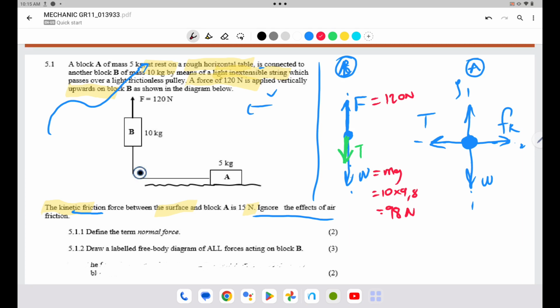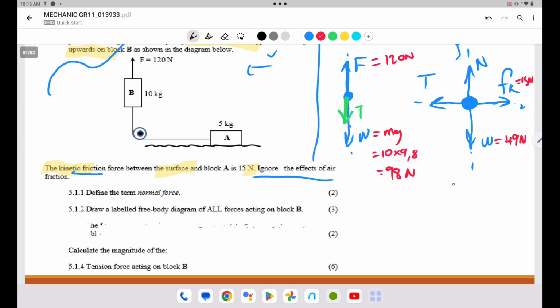Oh, I did not write normal there. That's normal. On the next free body diagram, do we know the weight? Yes, it's mg. If you calculate it, you'll get 49 newton. Kinetic friction is given as 15 newton. Do we know the normal? We can calculate the normal.